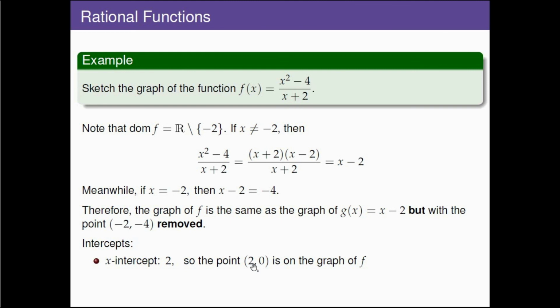Also 2 is in the domain of f. The y-intercept is equal to negative 2. Note that 0 is an element of the domain of f. So the point 0, negative 2 is on the graph of f. Okay. We are now ready to sketch the graph of this function.